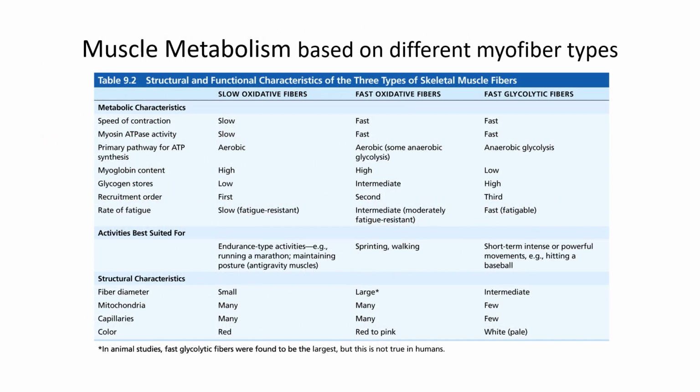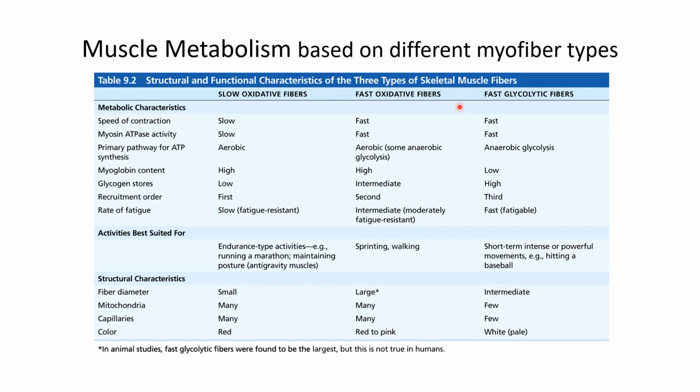Now, looking at this chart, it looks pretty complicated, and it is. What we really want to do is just get the basics here, okay? We have fast twitch and slow twitch, okay? You have basically one flavor of slow twitch, and it is oxidative. You have two flavors of fast twitch.